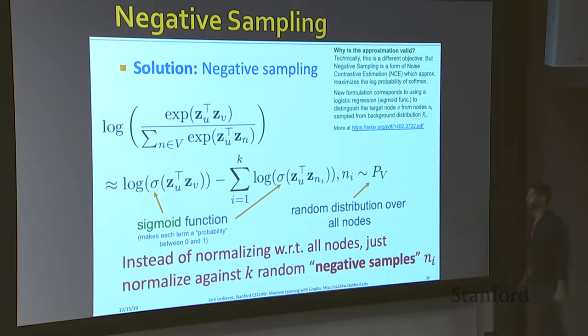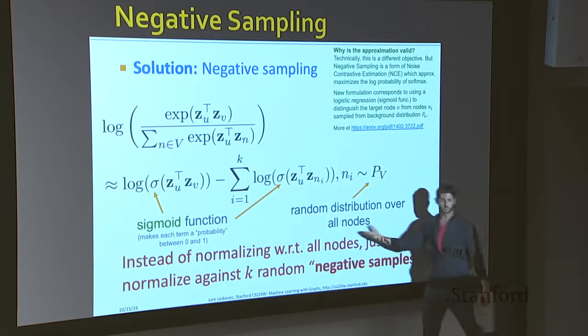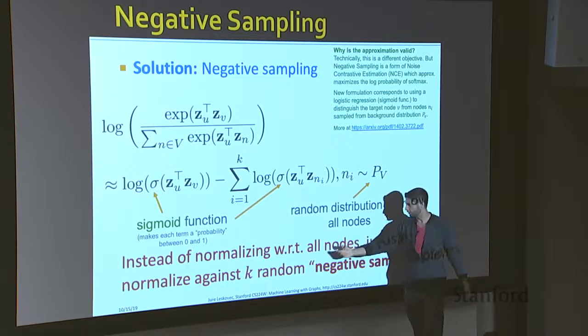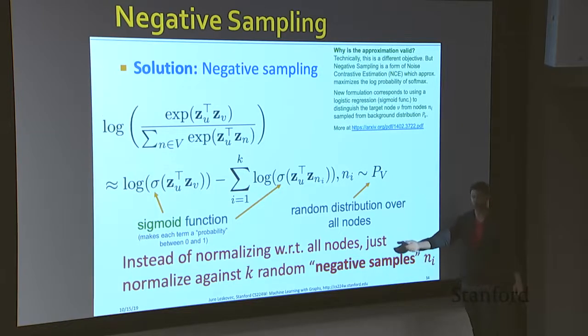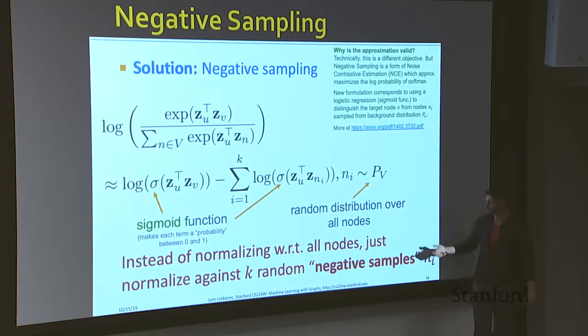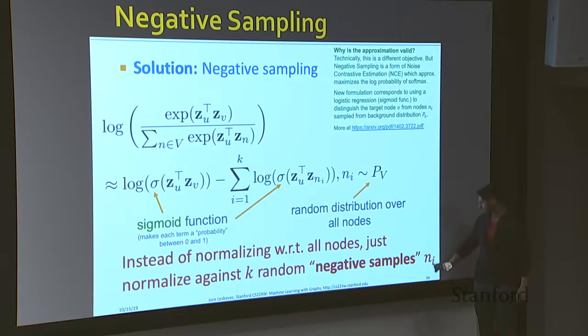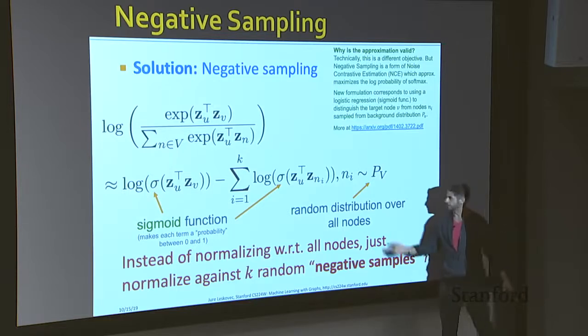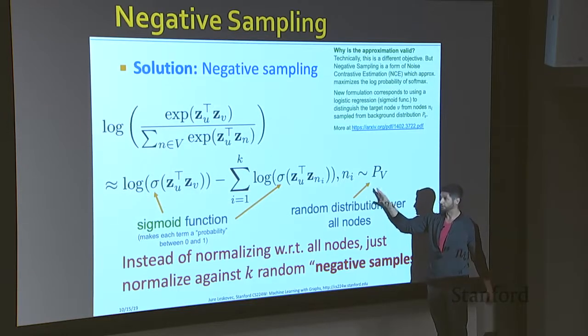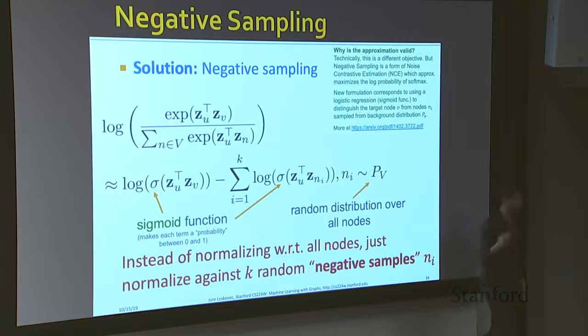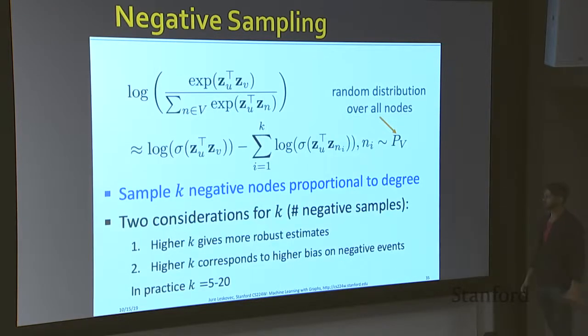Okay. So the key takeaway from here is that instead of normalizing with regard to all the nodes in our graph, we're just normalizing against k random negative samples. This has been shown to work very well in practice, and it makes basically all our techniques go from quadratic in cost to linear. So it's a very desirable property.